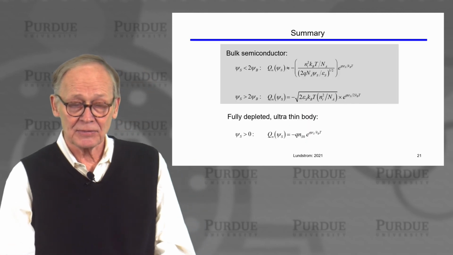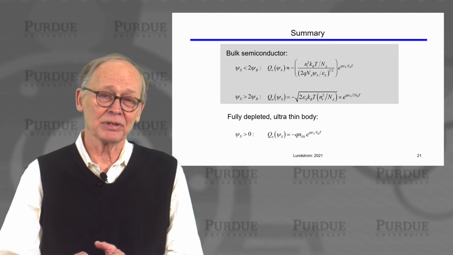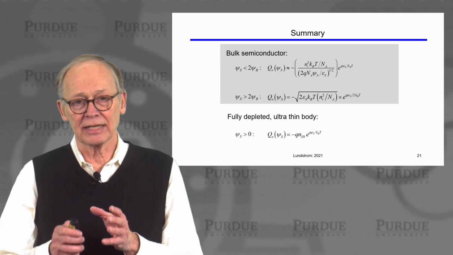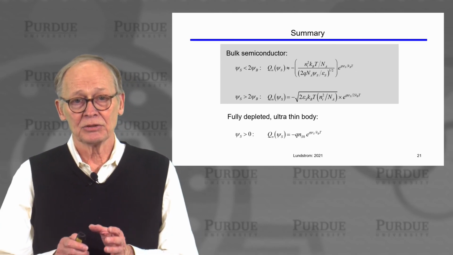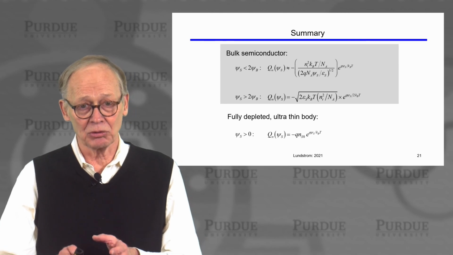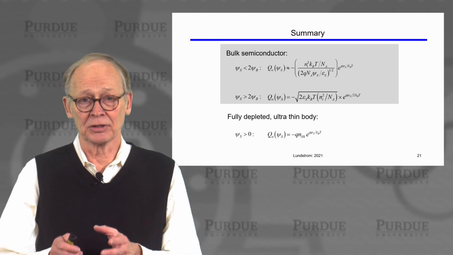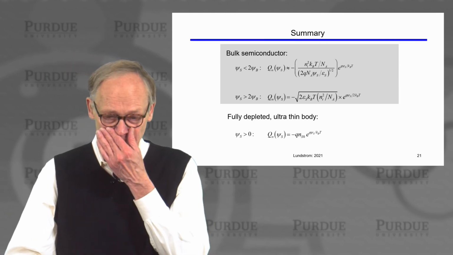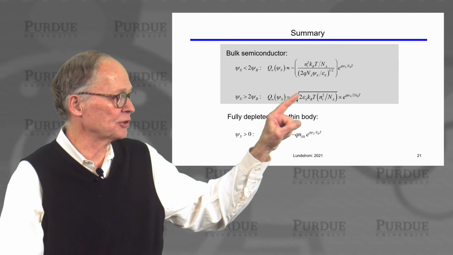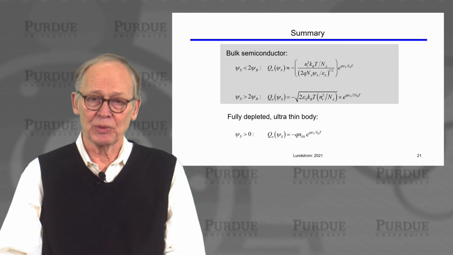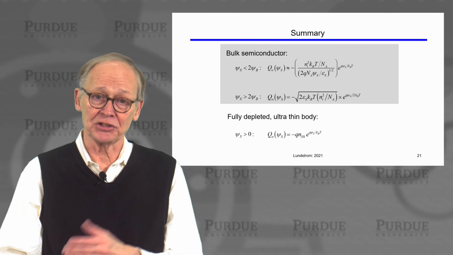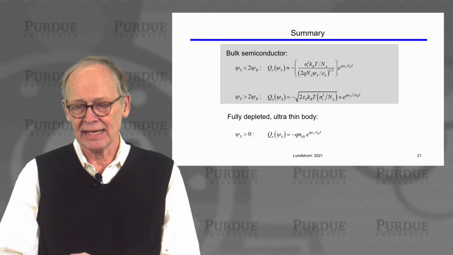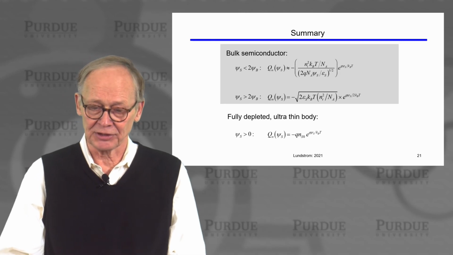So to summarize, we have accomplished what we set out to do in this lecture, which was to relate the mobile charge in coulombs per square centimeter to the surface potential in a bulk MOS system or to the potential of the semiconductor in a fully depleted ultra-thin structure. So for the bulk structure, if we're below threshold, we have an expression. The mobile charge is there.